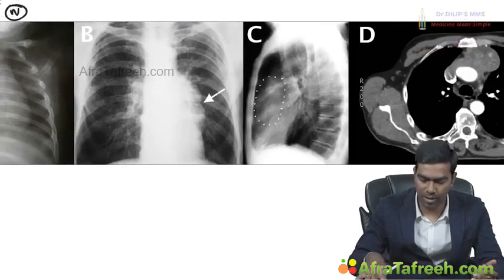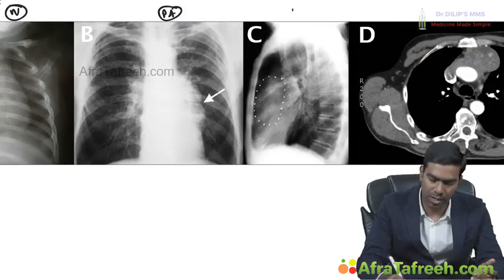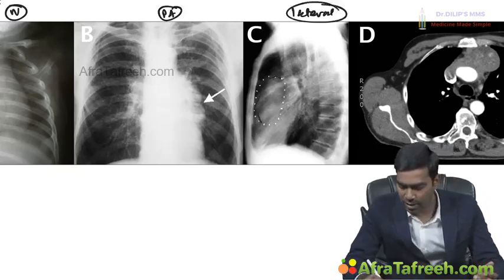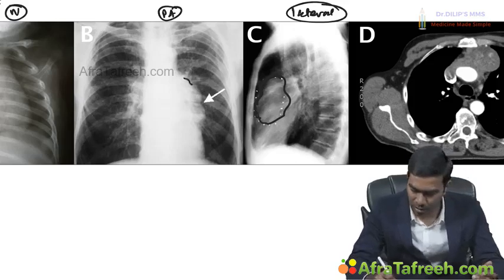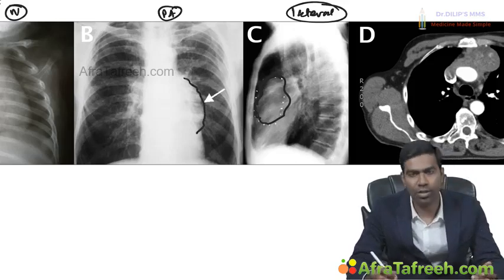And this is abnormal actually. You can see in the PA views and in the lateral views of the chest X-ray an anterior mediastinal mass here typically, and you can also see an anterior mediastinal mass here. So how can you tell it's an anterior mediastinal mass in the PA view?